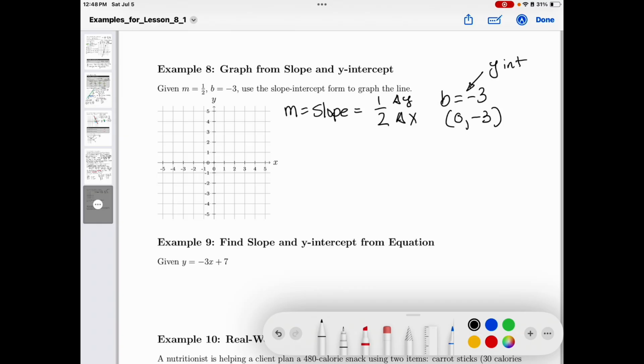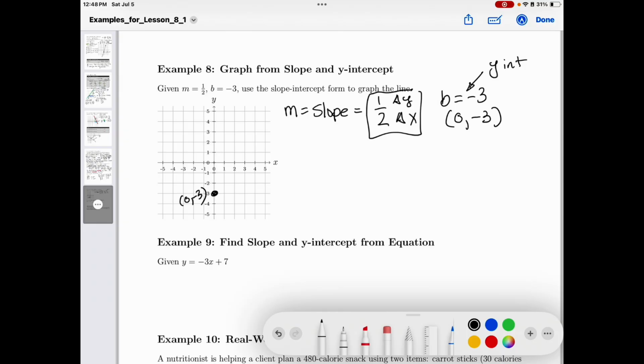We have one point, which is 0, -3. That's where it crosses the y-axis. So that's this point here, 0, -3. Now, to get the next point to graph, the slope tells me for every change in 1 unit of y, we have 2 units change in x.